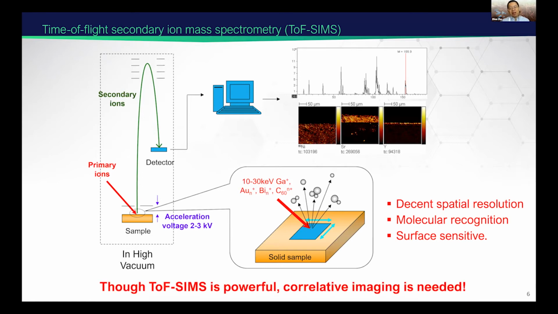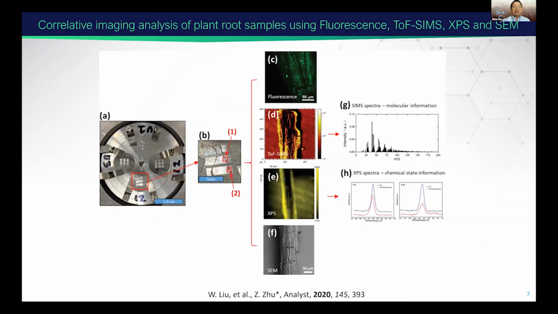Although TOF-SIMS is powerful, we know each technique has its own advantages, but also some limitations. So to understand a complex system such as the rhizosphere, correlative imaging is definitely needed. Here is a strategy we want to use in our research. In this work, we developed a sample holder for fluorescence, TOF-SIMS, XPS, and SEM imaging of exactly the same location of the samples.